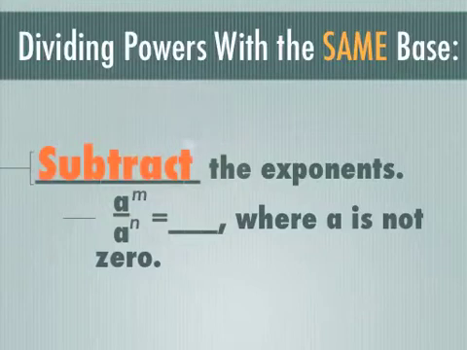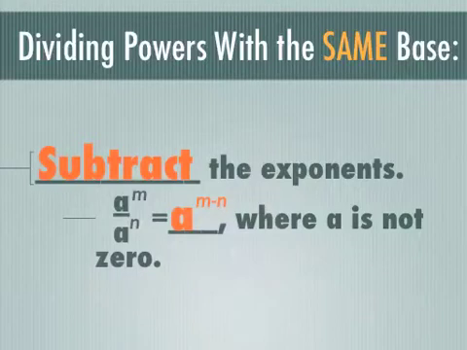Subtract the exponents. An example of this would be if you have a to the m divided by a to the n, that would be a to the m minus n. A cannot be 0. The reason why a cannot be 0 is because you cannot divide a number by 0, it would be undefined. So a being in the denominator and 0 would not work. But for any number other than 0, this would be true.